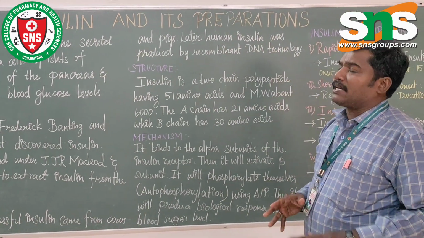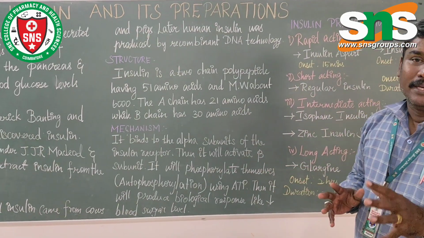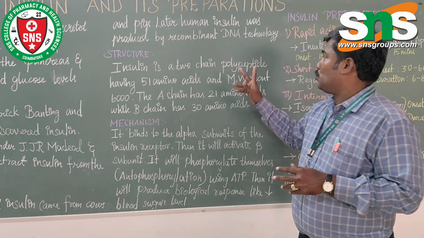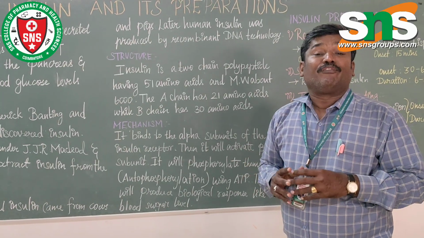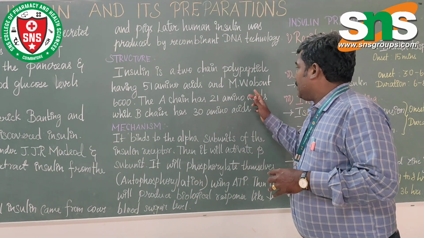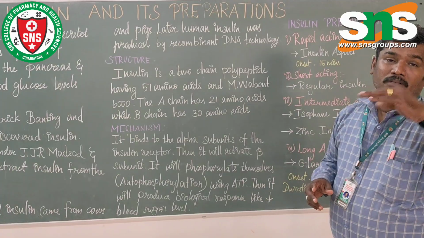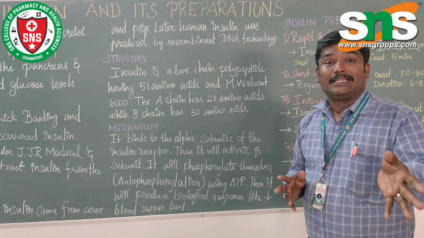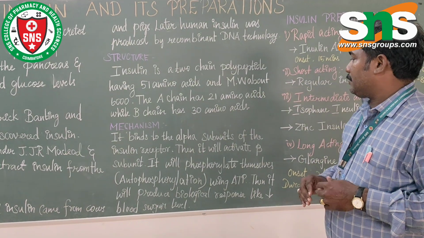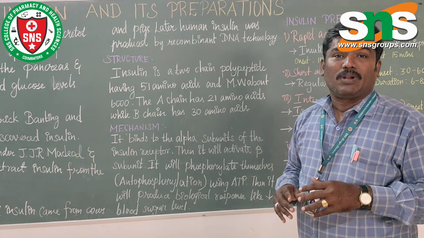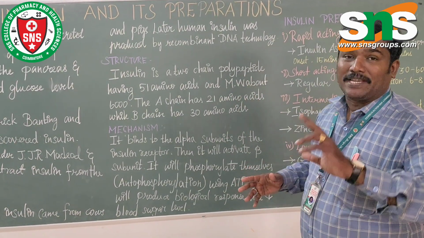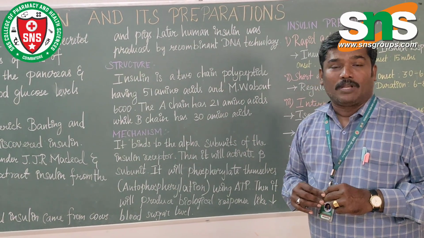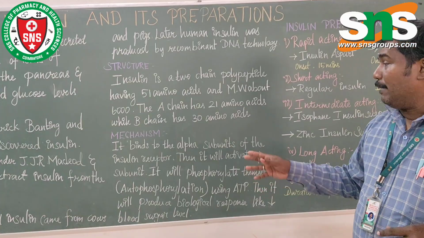So what is the structure of this insulin? Insulin contains two chains. It is a polypeptide containing 51 amino acids, and the molecular weight is about 6,000. Among these 51 amino acids, it is divided into two chains, the A chain and the B chain. The A chain contains 21 amino acids, while the B chain contains 30 amino acids.